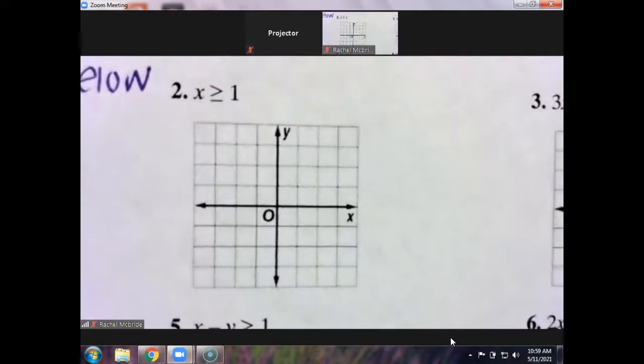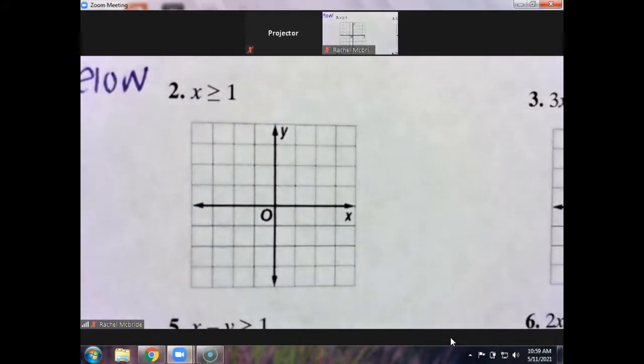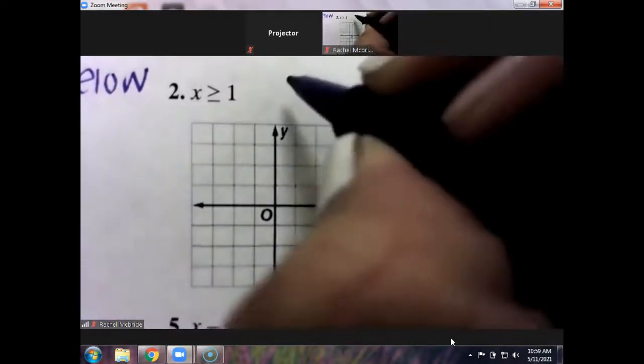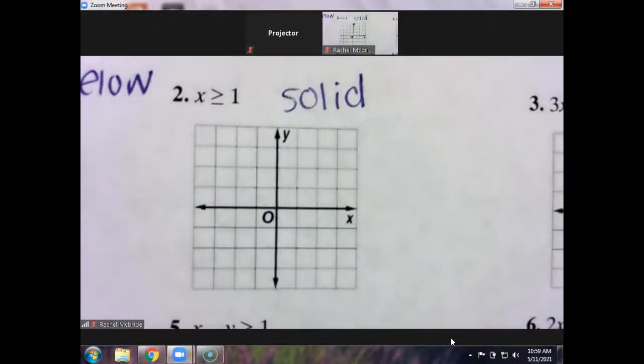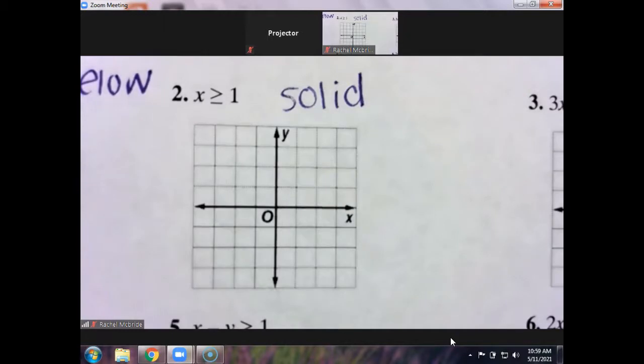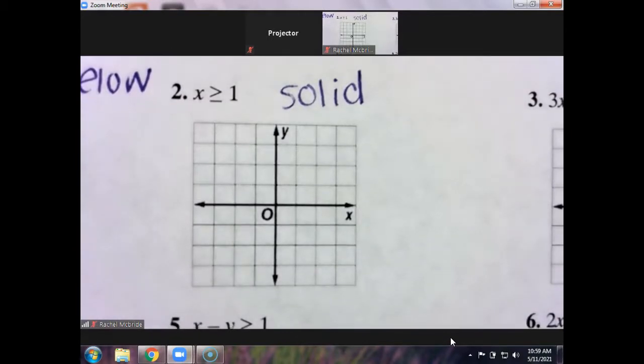All right, x greater than or equal to 1. Solid or dashed? Nevaeh. Okay. X is greater than or equal to 1. This is another special line. What kind of line is this, Madison? Yeah, x has to be greater than 1, right? I had a question. Sure. Would x be 0?